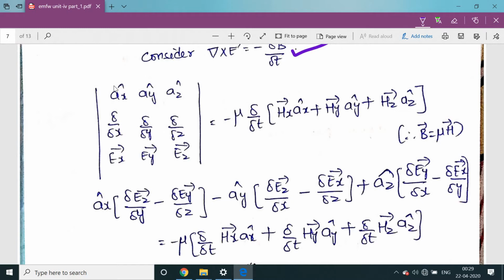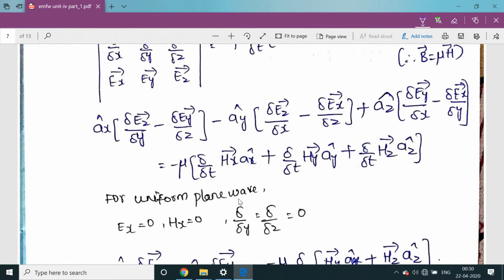Now if you solve this, we get Ax into dou Ez by dou y minus dou Ey by dou z, minus Ay into dou Ez by dou x minus dou Ex by dou z, plus Az into dou Ey by dou x minus dou Ex by dou y, that is equal to minus mu into dou by dou t of the same thing. For a uniform plane wave, we know that the electric and magnetic fields are a function of x and t, and independent of y and z axis.